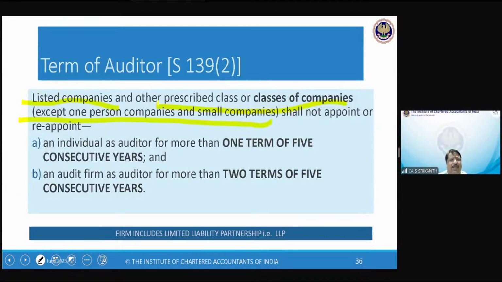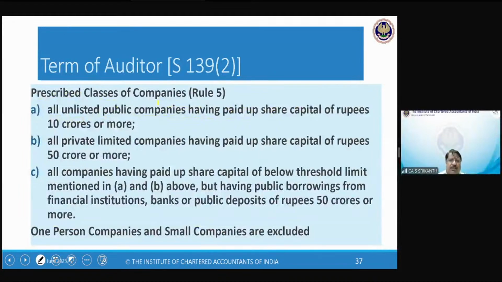Which means all other companies which are not covered can appoint an auditor for any number of consecutive periods of 5 years each, 5 years at a time, lifelong. Prescribed classes of companies: all unlisted public companies having paid up share capital of rupees 10 crores or more.